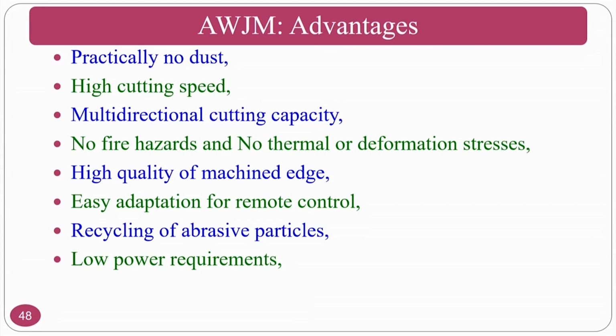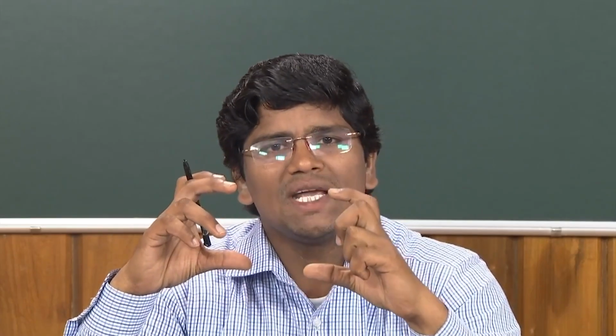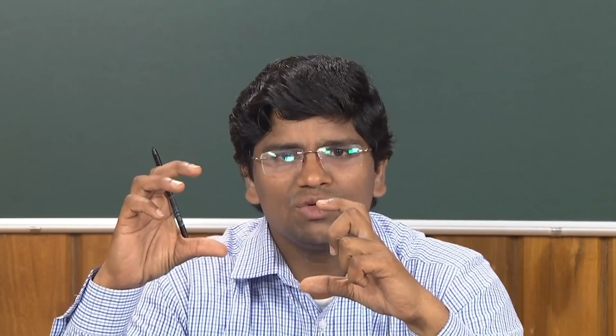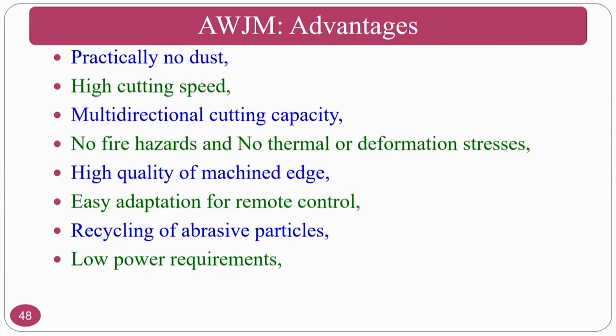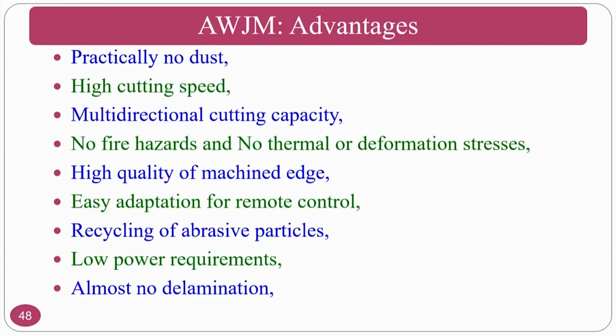Low power requirements, because your penetration depth is high compared to abrasive jet machining. If I can achieve 20 mm with abrasive jet machining at power P1, the same 20 mm depth you can achieve with less than P1 in abrasive water jet machining. That means your power requirement will always be less in abrasive water jet machining compared to abrasive jet machining and water jet machining, and there is almost no delamination, and it reduces the strains also.